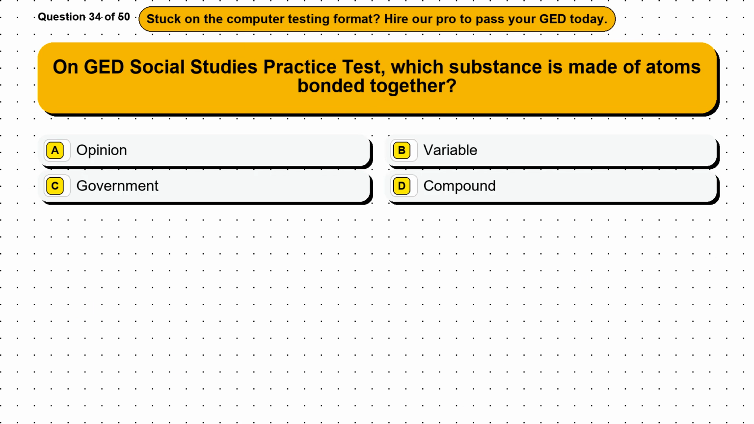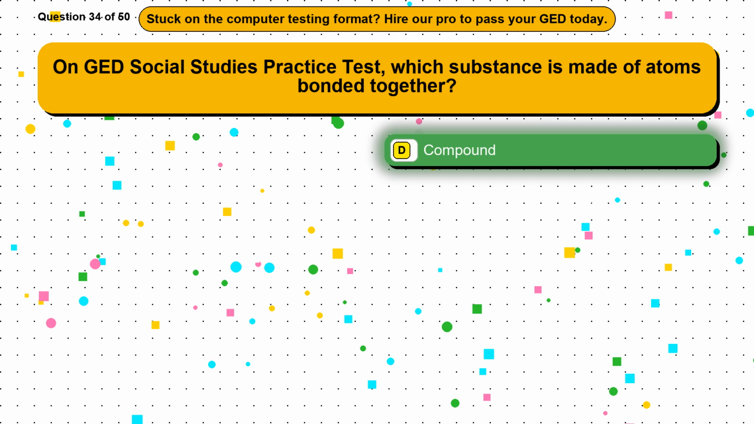Question 34. On GED Social Studies practice test, which substance is made of atoms bonded together? Option A, opinion. Option B, variable. Option C, government. Option D, compound. The correct answer is option D, compound.